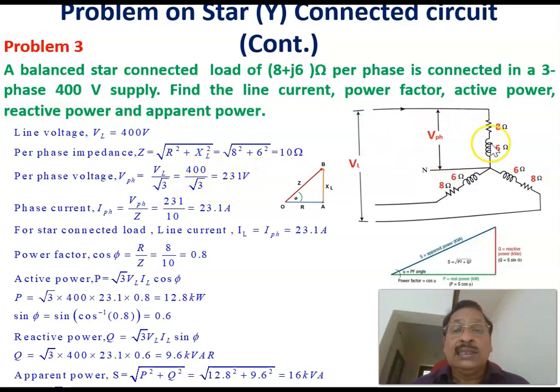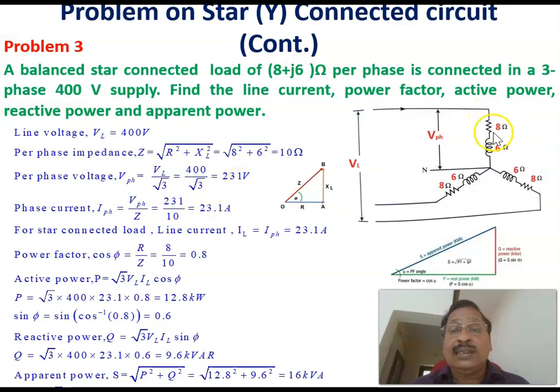Next, you have to calculate the impedance per phase. That is given by Z equal to root of R square plus XL square, or root of 8 square plus 6 square, which is equal to 10 ohms. Therefore, the impedance of this part is equal to 10 ohms, and this voltage equal to 231 volts.